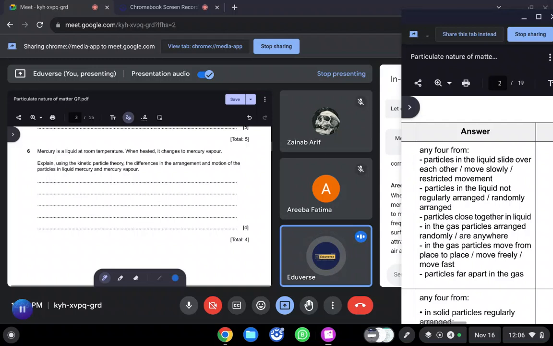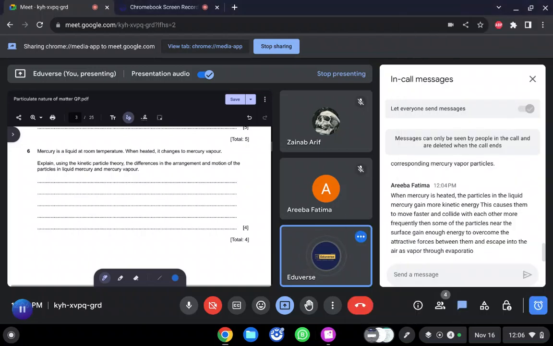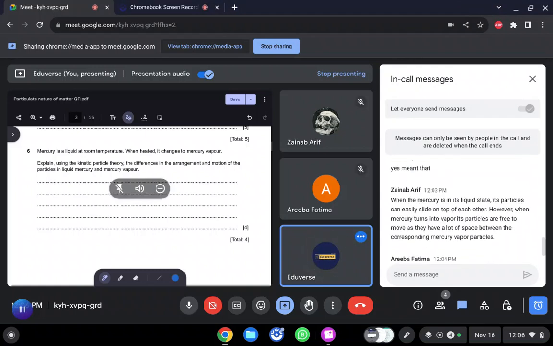So if you have used any of these points, you will get 4 marks. But the points must include the characteristics, the arrangement and motion of both the liquid and the gaseous, vapor form. For example, particles are far apart in the gas, particles move from place to place, move freely, move fast. If you write such things, you will definitely get full marks. I have seen all such things in your answers. You are going good.